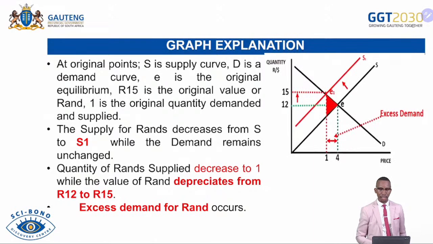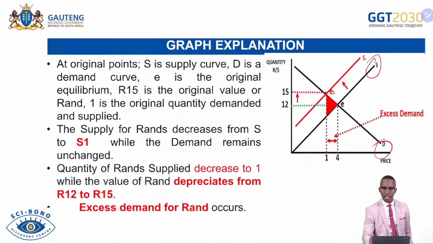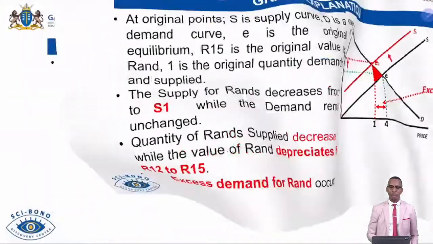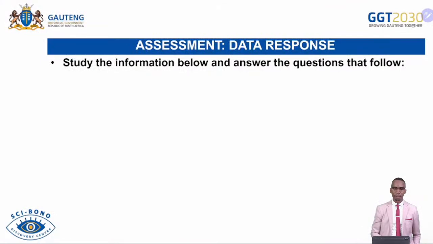The explanation again. Original points are mentioned. You can see S, you can see D, original equilibrium. And then trading at the 4 units are demanded and supplied. But then if ever the supply shift back or decline to S1, what happens? The rand loses the value from 12 rand to 15 rand per unit. That is known as a depreciation, and is an excess demand that is causing the depreciation of South African rand.